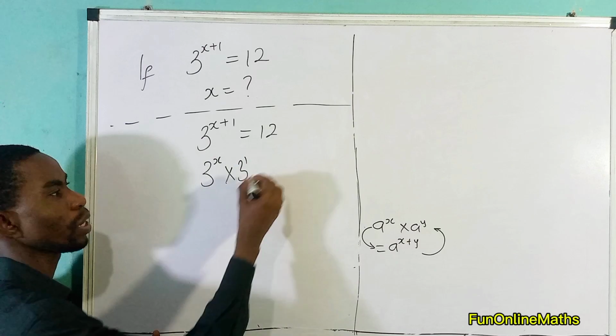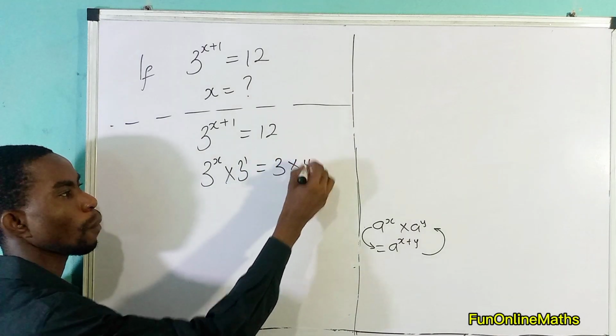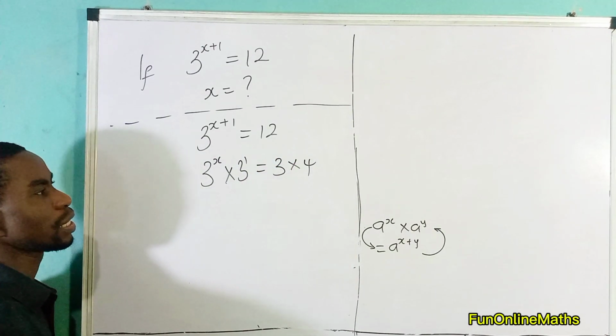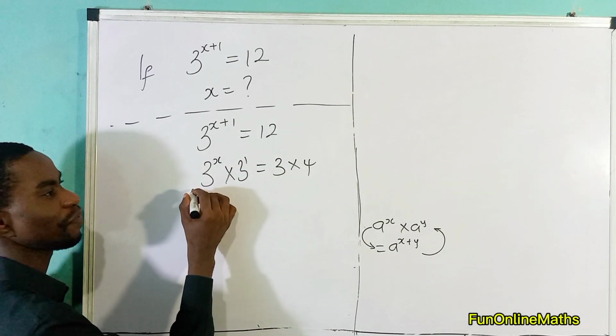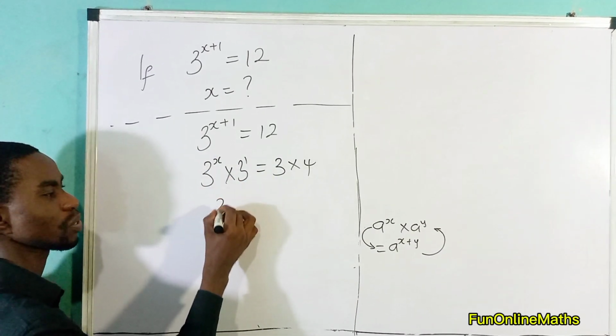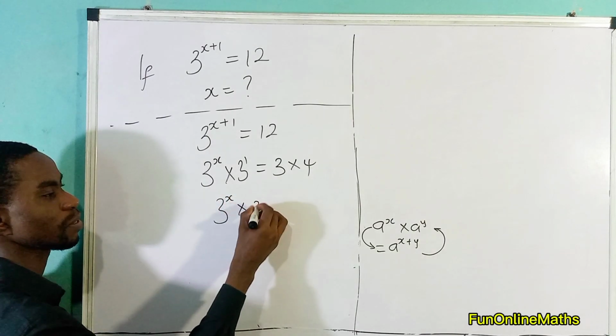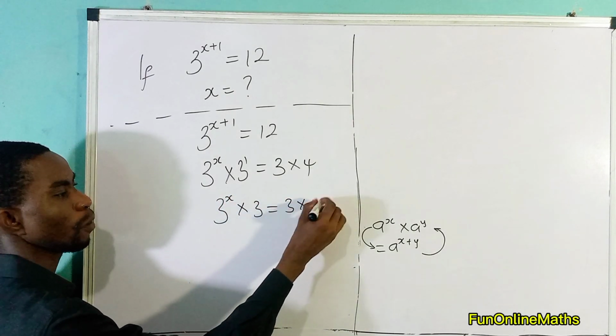And that's equal to 12. 12 is 3 times 4. Alright. Now, 3 to the power of 1 is just 3, right? So if I divide, I'm going too fast. Okay, 3 to the power of x times 3 is 3 times 4.